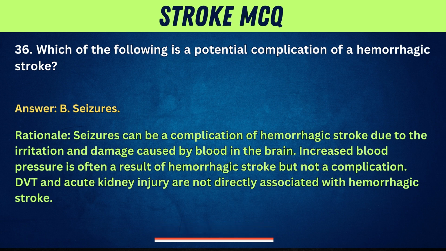Rationale: seizures can be a complication of hemorrhagic stroke due to the irritation and damage caused by blood in the brain. Increased blood pressure is often a result of hemorrhagic stroke, but not a complication. DVT and acute kidney injury are not directly associated with hemorrhagic stroke.